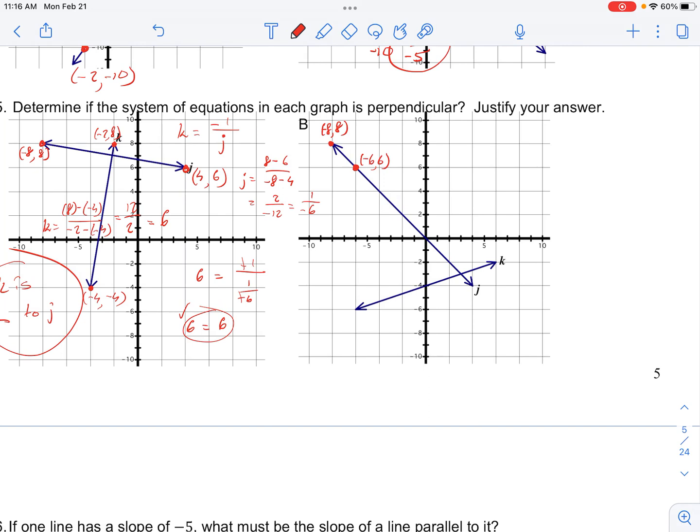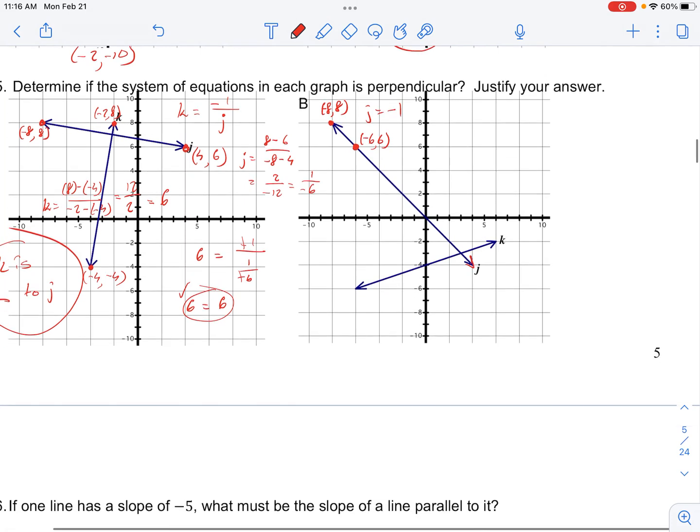Let's call this slope the slope of j. So j is equal to -1, and then k. So k has a slope given by this point and this point, from -6, -6 to 0, -4. So the slope of k is -6 minus -4 over -6 minus 0, which is -2 over -6, gives us 1/3.